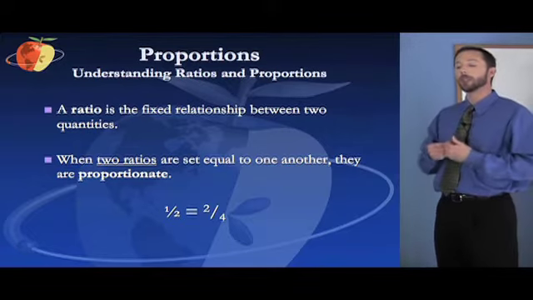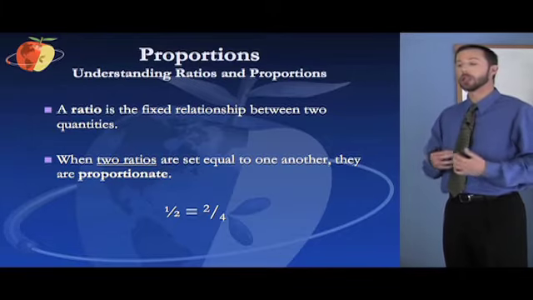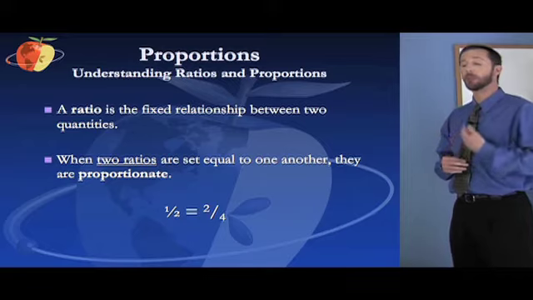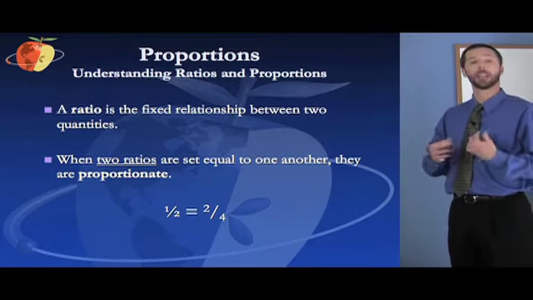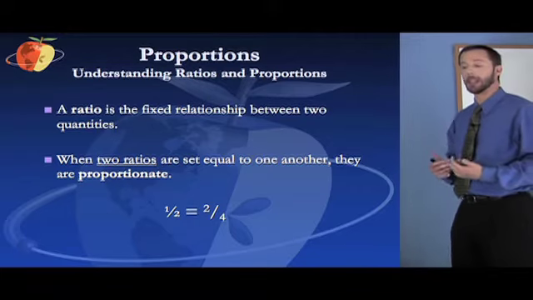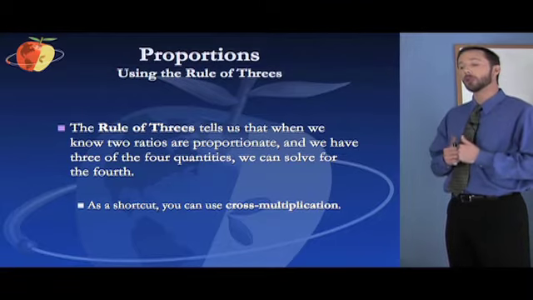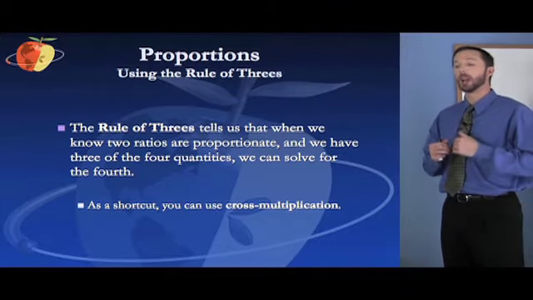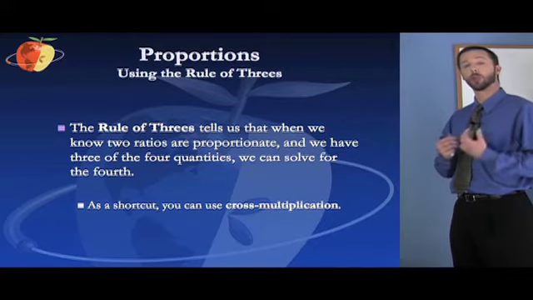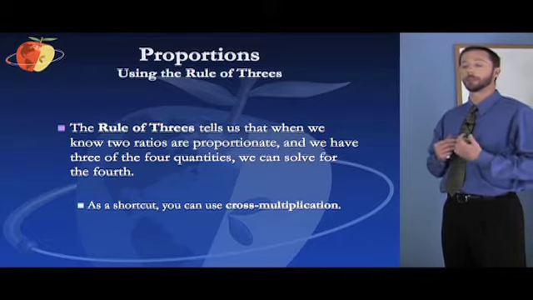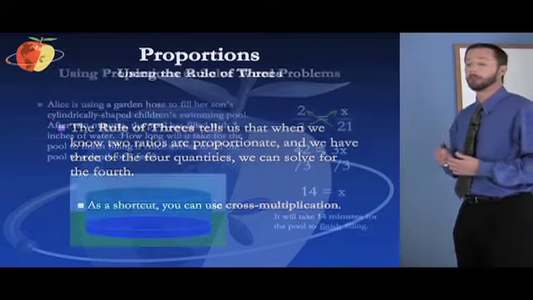When you have two ratios set equal to one another, we call those ratios proportionate. So for example, 1/2 is proportionate to 2/4. It's the same thing. So 1/2 and 2/4, same value, just a different way of expressing that. The rule of threes tells us that when we know two ratios are proportionate and we have 3 of the 4 quantities, we can solve for the 4th. And the shortcut to do that is what we call cross multiplication. So let's look at an example of this in practice and how you could use this on the exam.